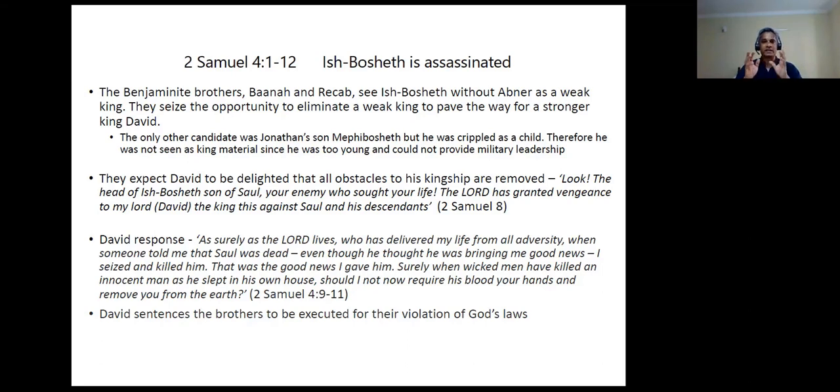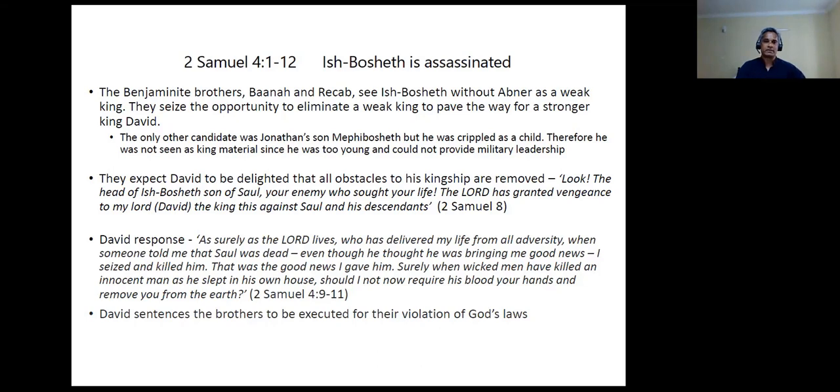But what we do see is that here are two more people who are kingmakers, who are trying to accelerate David's ascension to the throne. The only other candidate to the throne was possibly Jonathan's son, that is Saul's grandson, Mephibosheth. But he, we were told in a small editorial comment, was crippled as a child, right? When his nursemaid was trying to flee with him, she drops him and he gets crippled. Therefore, in the eyes of Israel, he would not be seen as king material. One, he's too young at this time. And second, a cripple could not provide good military leadership, right?